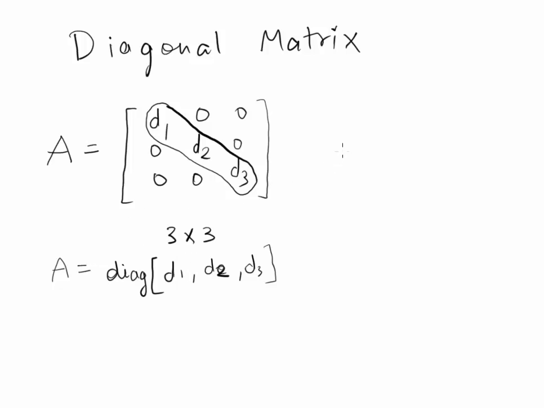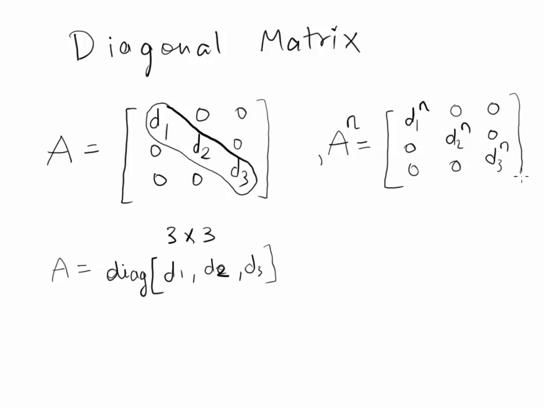So now I want to talk about one of the very special properties of a diagonal matrix, and this property says that if I raise the matrix A, which is a diagonal matrix, to some power, let's say n, and n is obviously a positive integer, the resultant diagonal matrix is going to look something like this. It's going to be d1 raised to the power n, d2 raised to the power n, and d3 raised to the power n. It's exactly going to be like this, and all of the other elements are just 0.